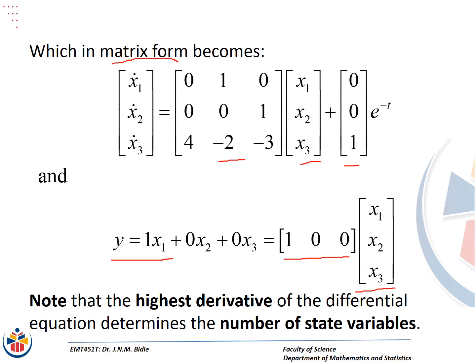Now, one other thing that we need to note, the highest derivative in the differential equation is the only one that determines how many variables we're going to have. Here in our example, the highest was the third derivative. We had d cubed y over dt cubed as the highest derivative. That determined that we'll only have x1, x2, and x3 as state variables.